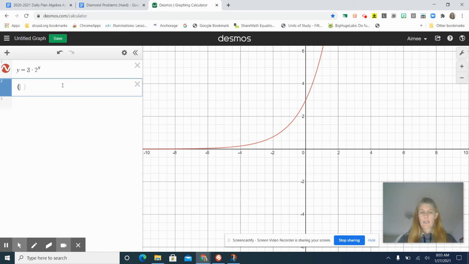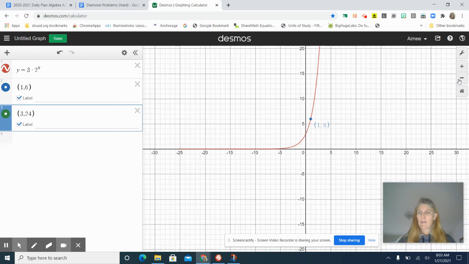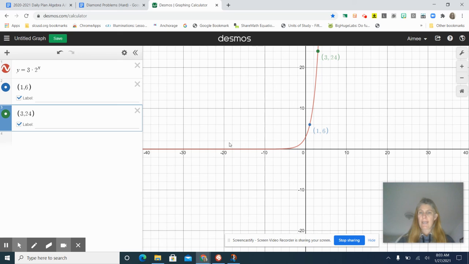And we're going to go ahead and type in the point 1, 6. And as you can see, that's a point on our curve. And our other point is 3, 24. And we're going to go ahead and zoom out and make sure that that is also a point on our curve. And it is. Now, if I had made an error here, for example, I thought this was 4 instead of 3, as you can see, those 2 points would not be on my exponential curve. At that point, I would go back in, take a closer look at my work, and see where I made that error.